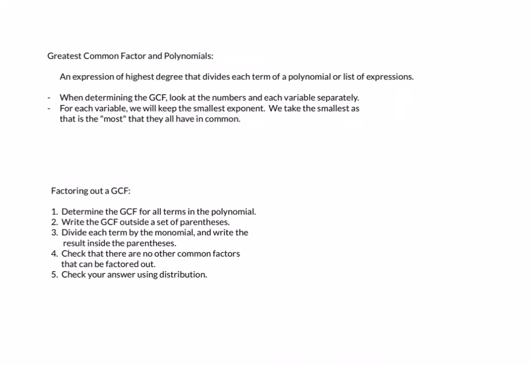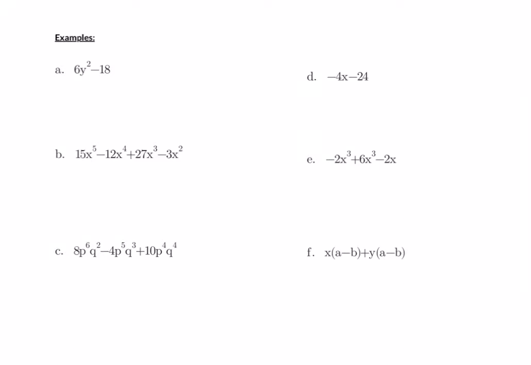So the first thing we're going to talk about is factoring out the GCF. This is the opposite of distributing. So the first thing we want to do is determine the GCF for all terms in the polynomial. We're going to write the GCF outside a set of parentheses and divide each term by the GCF and write the result inside the parentheses. Check that there are no other common factors that can be factored out, and check your answer using distribution. All right, so let's see how this works.